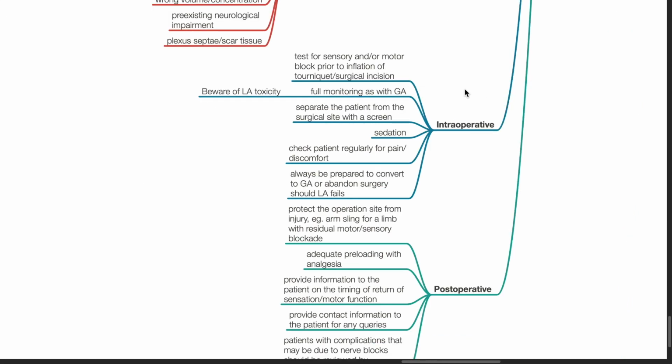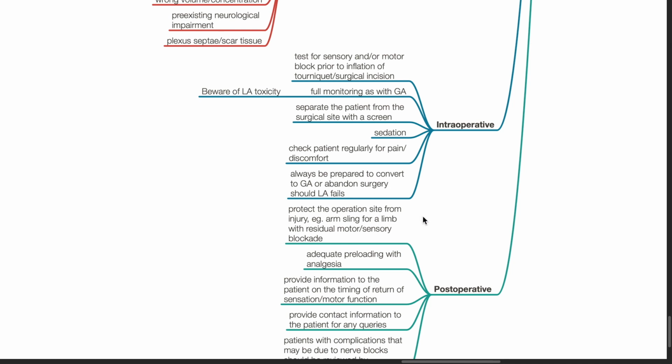Intraoperative management: test for sensory and or motor block prior to inflation of tourniquet or surgical incision, full monitoring as with general anesthesia, beware of local anesthetic toxicity, separate the patient from the surgical site with a screen, provide sedation, check the patient regularly for pain or discomfort. Always be prepared to convert to general anesthesia or abandon surgery should LA fail.